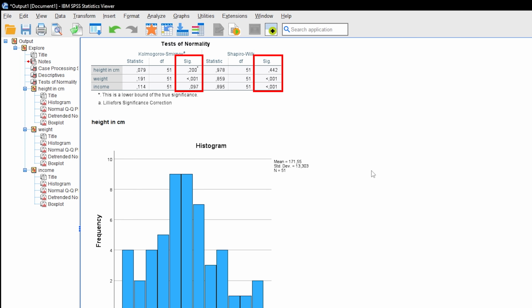You can see that the tests give different results, which is unfortunate, but let's focus on the Kolmogorov-Smirnov test. It retains the null hypothesis for the height in centimeters and income, but not for the weight in our sample.